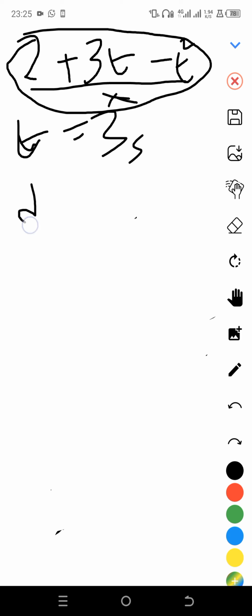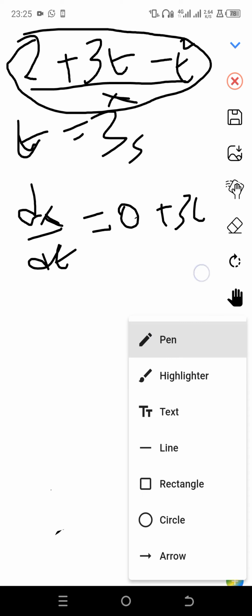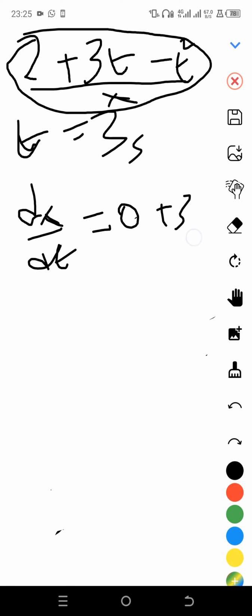So now our velocity, which is dx dt, equals 0 plus 3t plus 3. Sorry, it was supposed to be plus 3 minus what? Minus 2t. Okay, so you can ignore the 0 and just put 3 minus 2t.